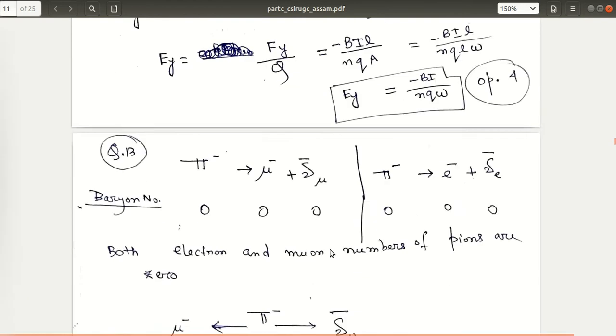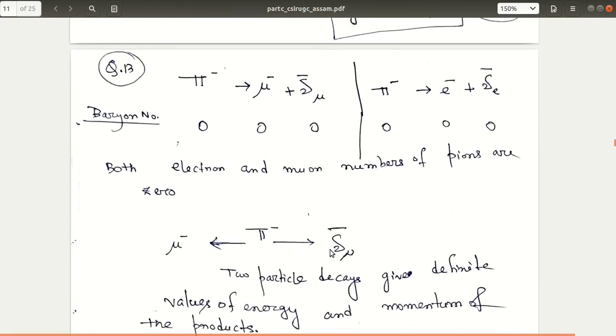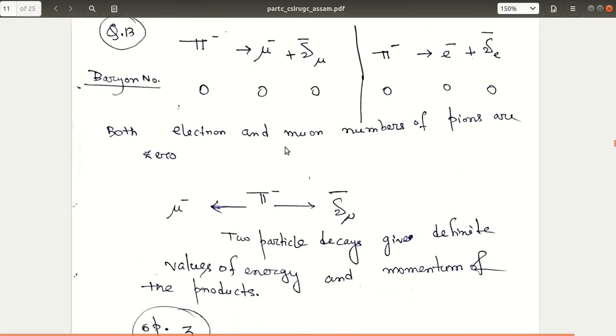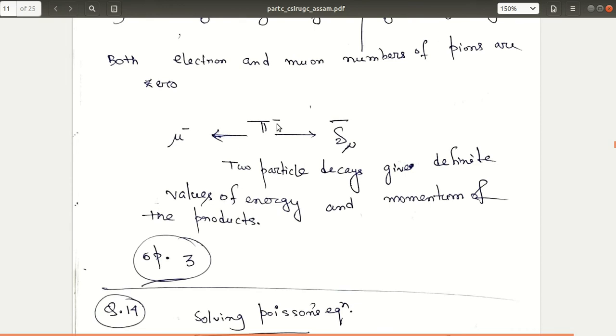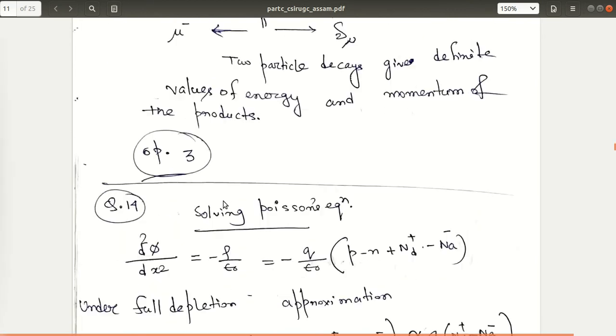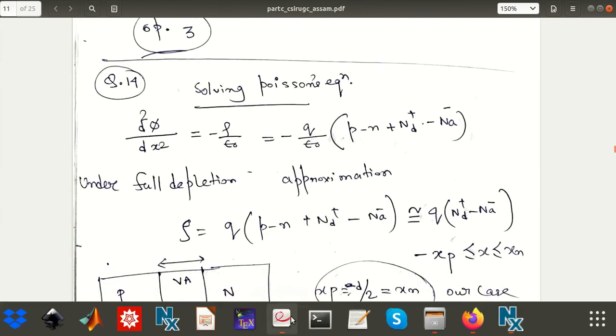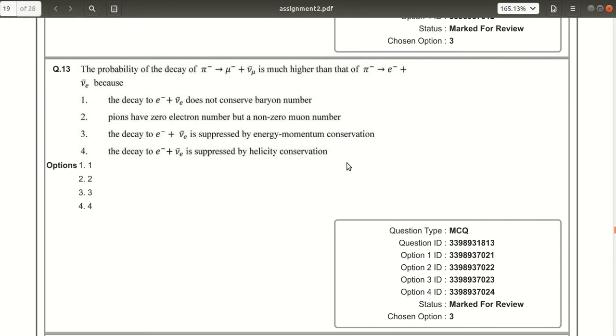So this is basically purely an energy momentum conservation problem. If you just calculate the baryon number, baryon number is conserved in both of the cases, and the electron and muon numbers of pions are 0. So basically this is the reaction. The two particle decay gives definite values of energy and momentum of the products. So option 3 will be correct, the one that corresponds to suppression by energy momentum conservation.